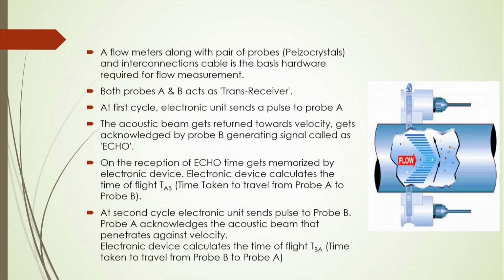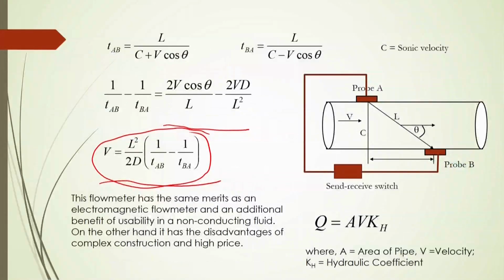Here it is described that the echo time gets memorized by the electronic devices, and the electronic device calculates the time of flight TAB from probe A to probe B, and vice versa. So, once you know this velocity, then you will be able to calculate the flow rate, which is proportional to this velocity, and it comes as A into V into Kh.